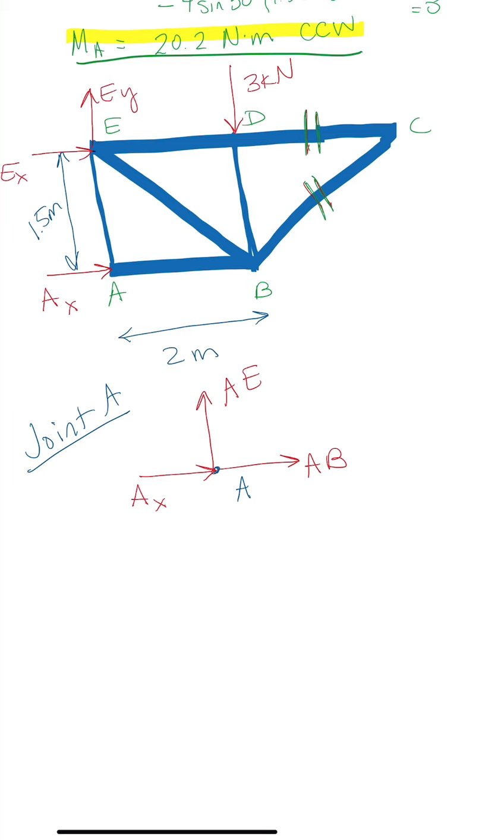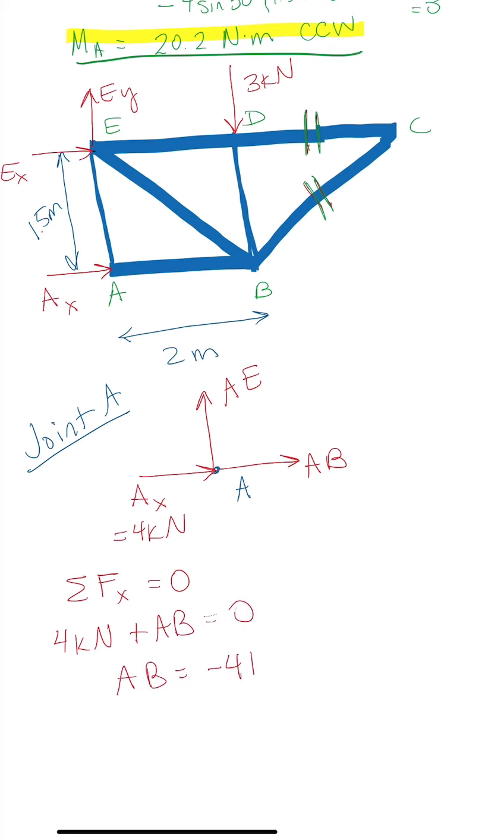Using the free body diagram you drew for joint A and this value for AX, determine the forces in AE and AB. Indicate if these are in compression or tension with a C or a T. So AX equals 4 kilonewtons. If we sum the forces in the X direction equal to 0, we get 4 kilonewtons plus AB equals 0. So AB equals negative 4 kilonewtons, which means it equals 4 kilonewtons in compression.